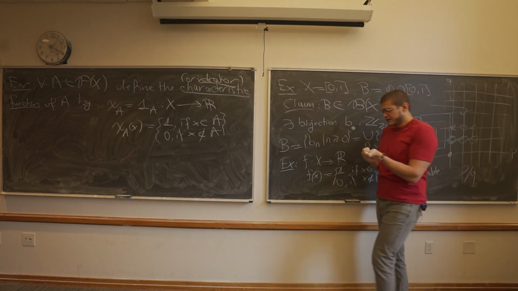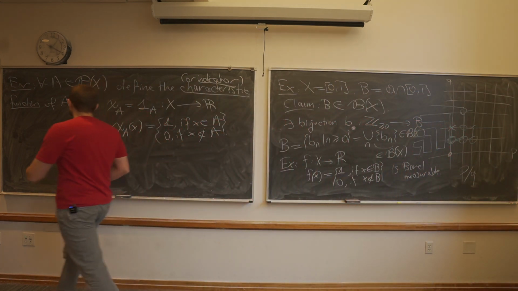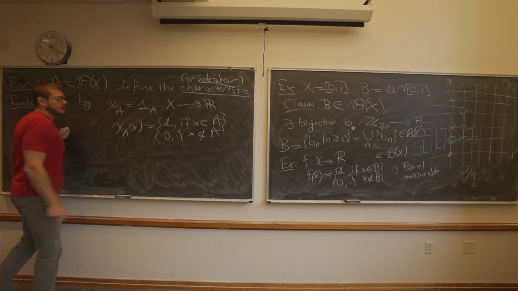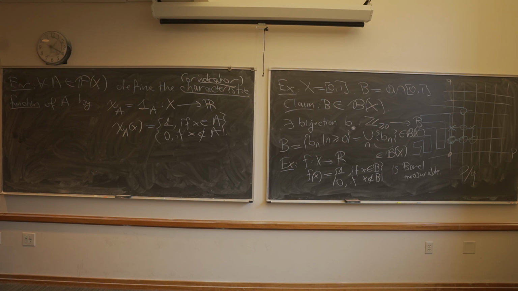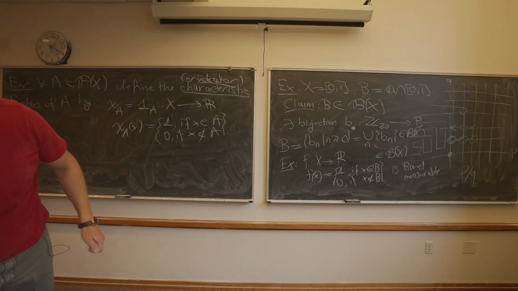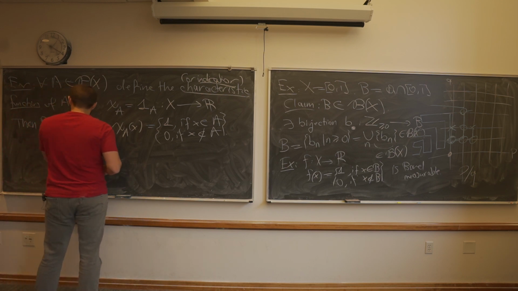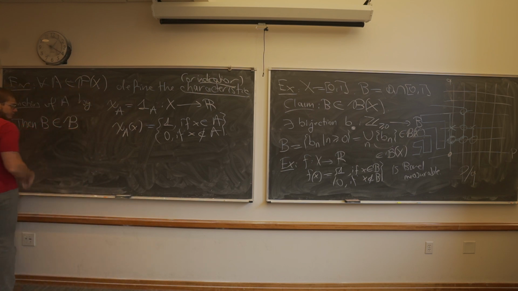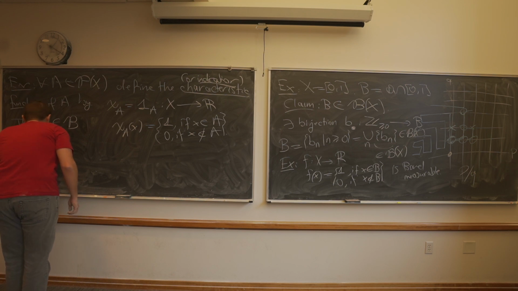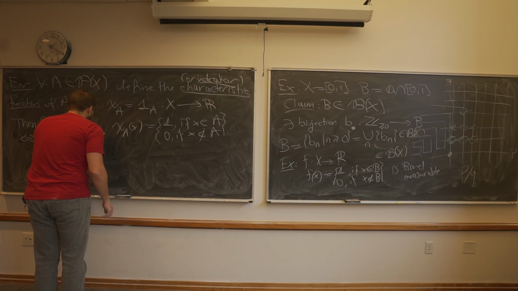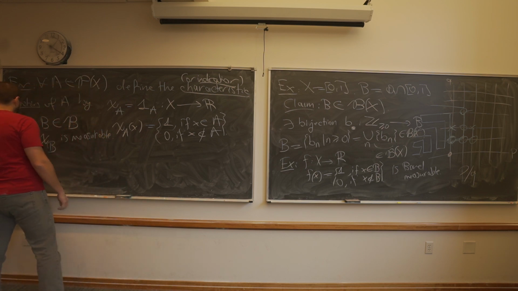The exercise is that a subset is measurable if and only if the associated characteristic function is measurable relative to the corresponding notions. B is in the sigma algebra if and only if chi sub B is measurable. That's the exercise.